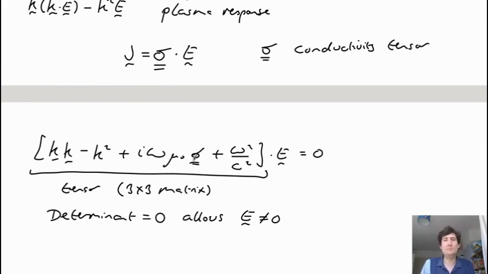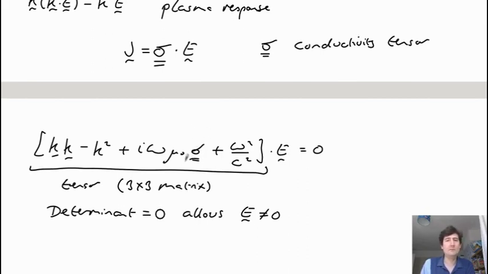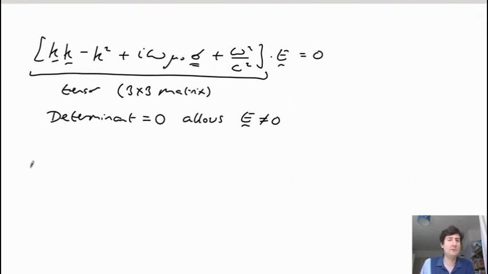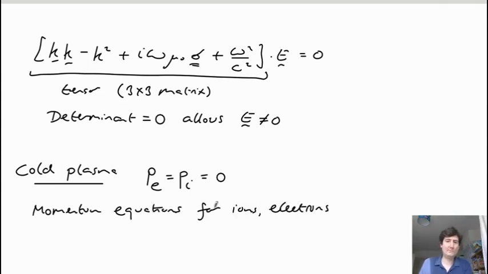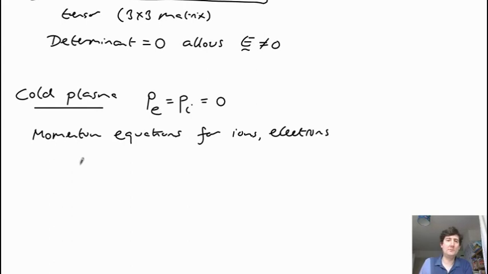Now there are several models we can use to work out a sigma and then work out the waves from that. What we're going to do now is the cold plasma. So we're going to assume a cold plasma response, so all the pressures, the electron pressure and ion pressure, are equal to 0. And so these we can just write down with no pressure terms.